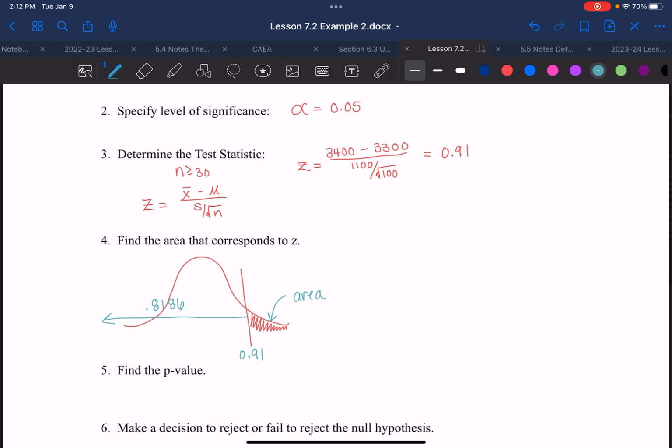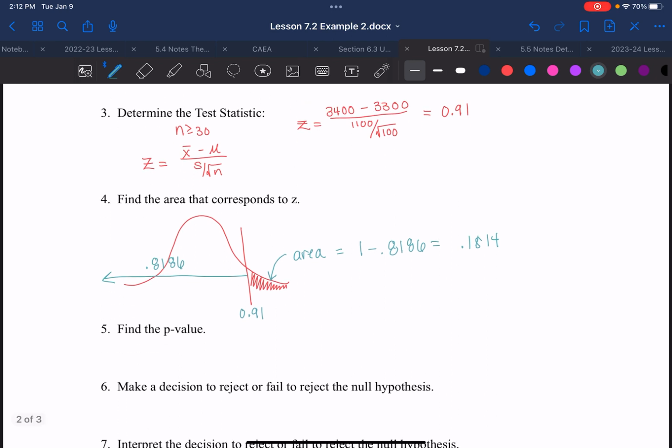0.8186. Because it's the area to the right, I will need to use the complement and identify that area to be 0.1814. That becomes my p-value. My p-value is the area of my test statistic. In this problem, it is 0.1814.